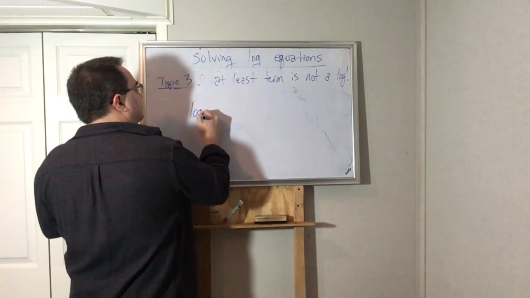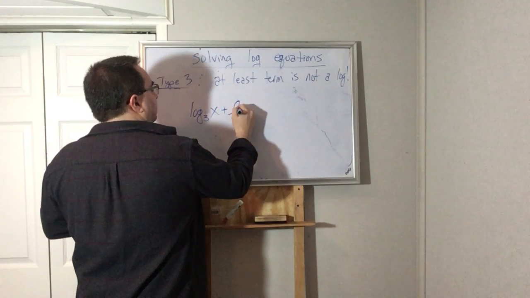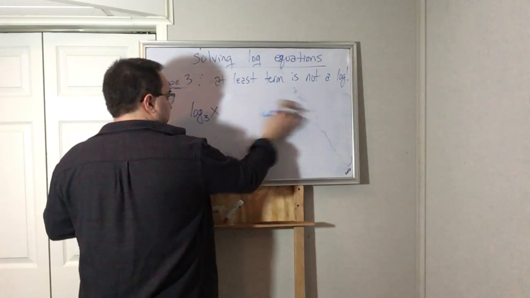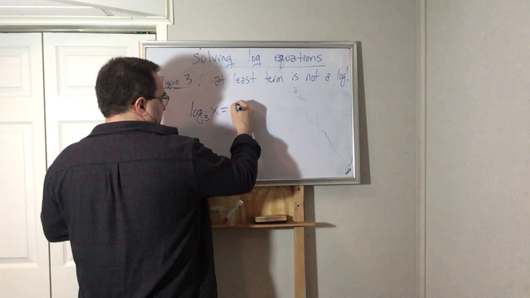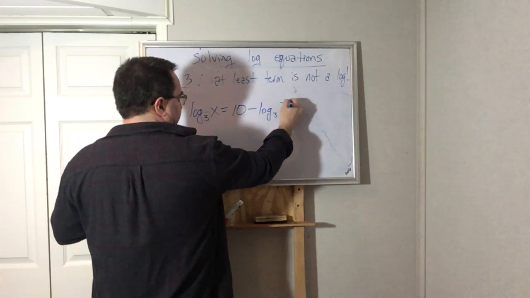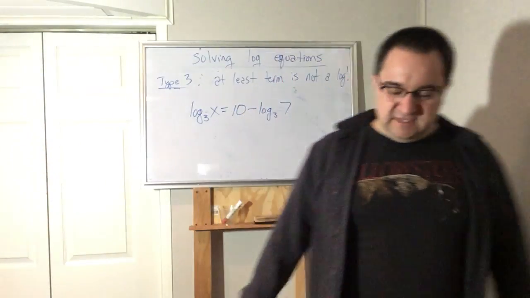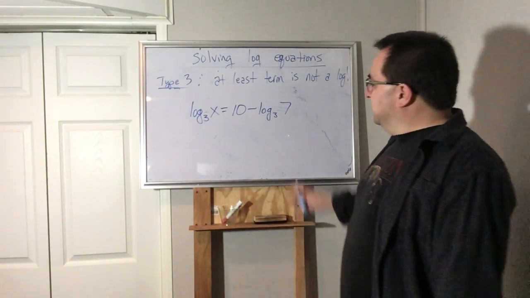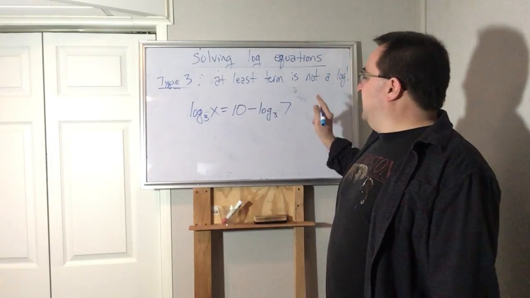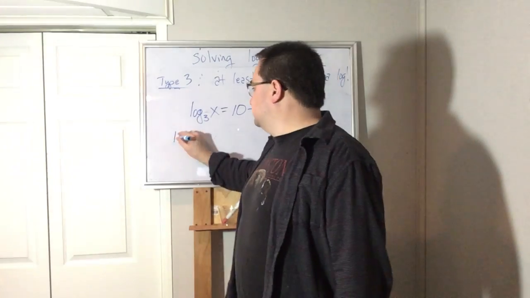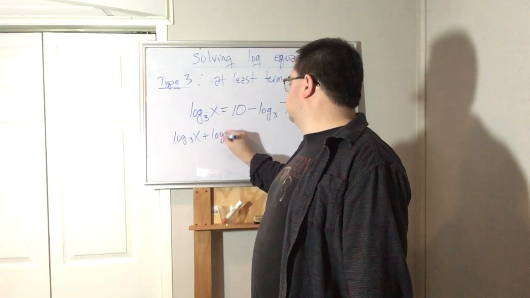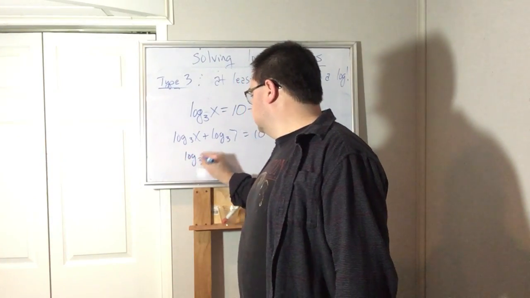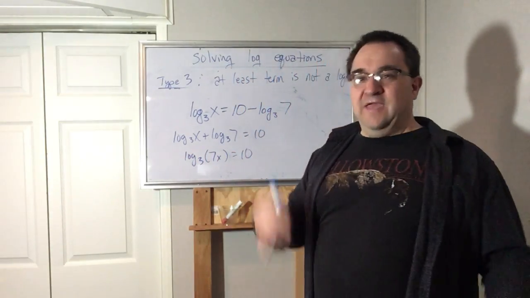Log base 3 of x plus log base 3 of 7. No, let's make it this way. Equals 10 minus log base 3 of 7. See, now, if all you were doing was looking to see, oh, there are logs on both sides, so that's not type 3. Actually, this is type 3. See how there are logs on both sides, but I could move this log over to this side. And then I could merge those with rule 1. And now it's type 3.